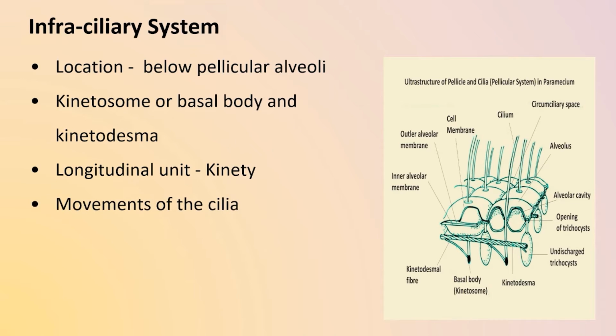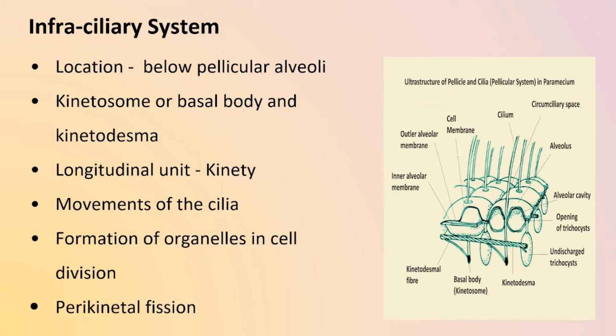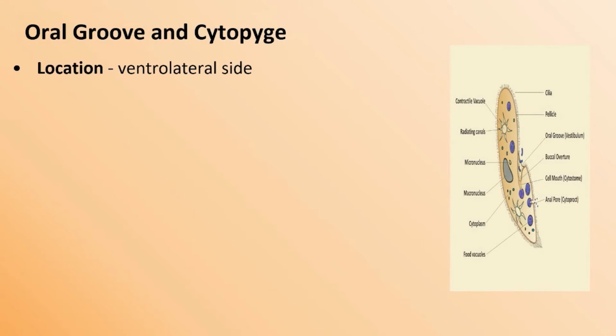The infra-ciliary system controls and coordinates the movement of cilia, and it brings about the formation of organelles in cell division. Example, some kinetia form the mouth. In binary fission of ciliates, the kinetia are cut transversely into 2, each going to one daughter cell, which is called perikinetal fission.